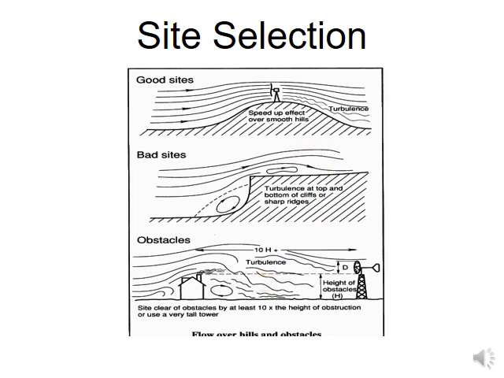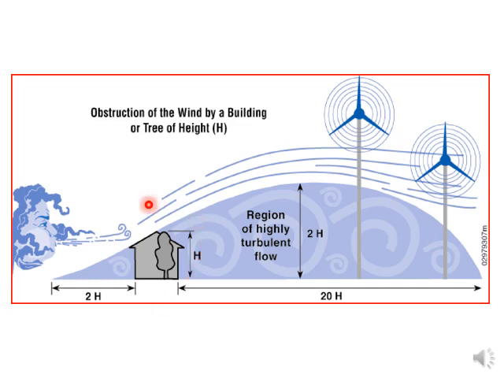Move to the next. Here is a demonstration displaying how an obstacle creates turbulence. Here is a house of height h, and this creates a turbulence region up to 2h height, up to a distance of 10h from this house. 2h turbulence up to 10h distance. This is a representation of how we should avoid obstacles in the direction of the passage of air which strikes the wind turbine.